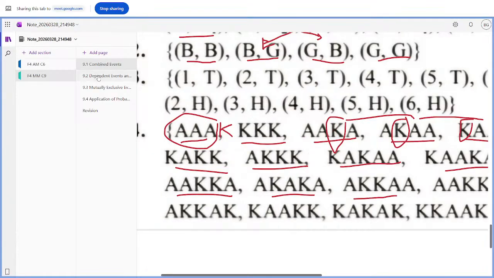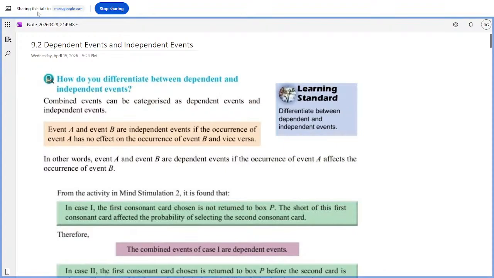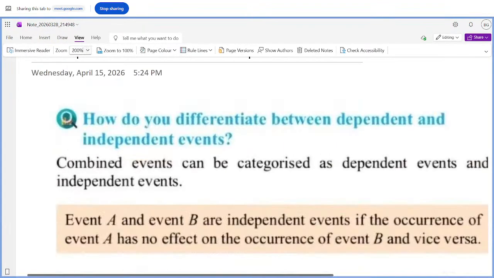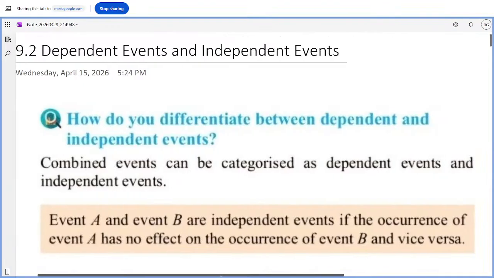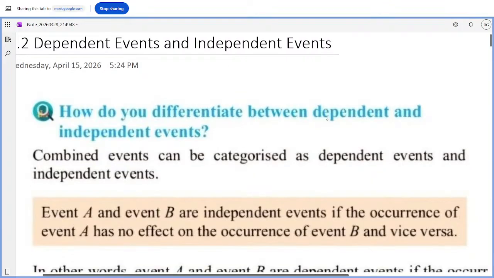So now we go to 9.2. Dependent events and independent events. This one is very important for you guys to know. So how to differentiate, before that, any question that you guys want to ask before we start this one? This one is a totally new subtopic in this chapter. 9.1, nothing? All good? None. I think quite simple also. Because this one is quite confusing.